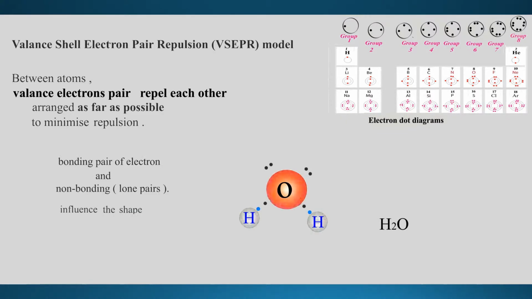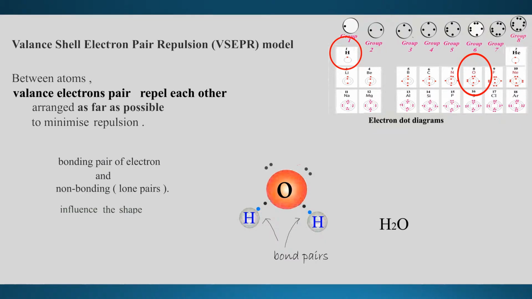We go further. You can see there is a bond pair of electrons and a non-bond pair of electrons. They both influence the shapes. Look at water, H2O. H has 1 electron. O, group 6, has 6 electrons. So if you look at these 6 electrons, how do all 6 electrons look? They will have 2 pairs.